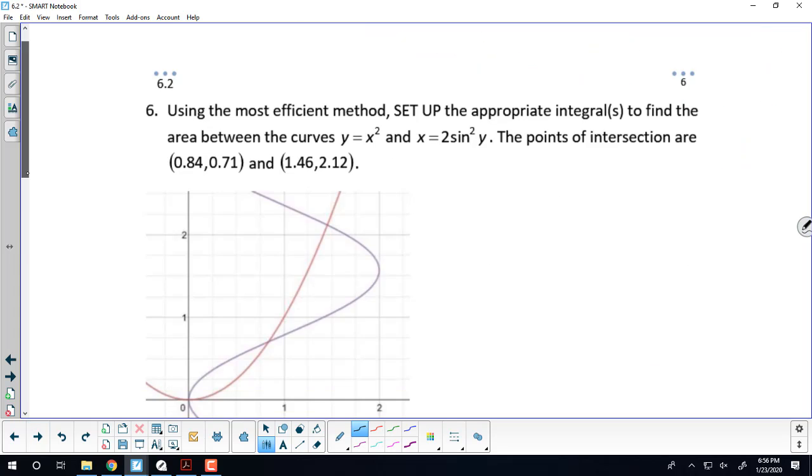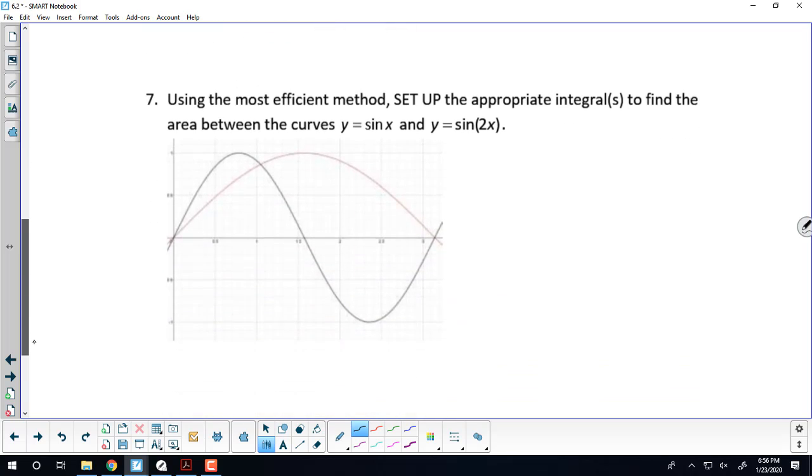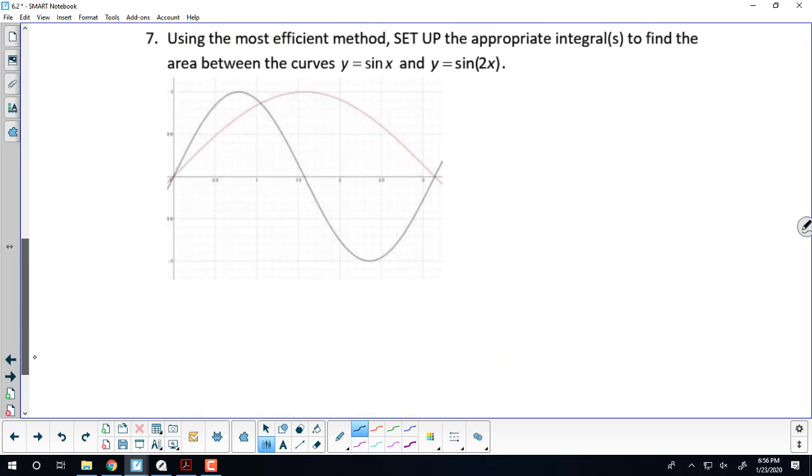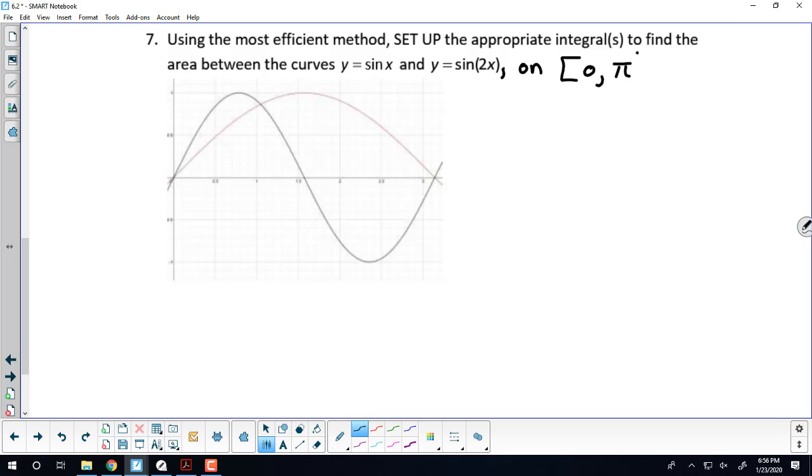Okay, we're going to look at example 7. It says use the most efficient method to set up the appropriate integral to find the area between the curves. So we'll just set this up. We'll say to find the area between the curves of sine x and sine of 2x on the interval from 0 to pi. Because this is pi here.